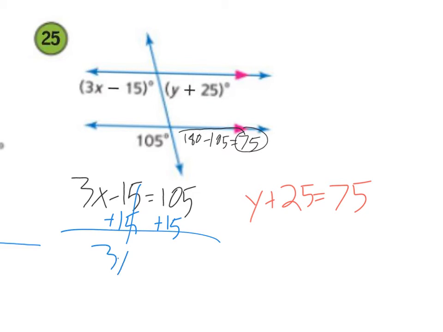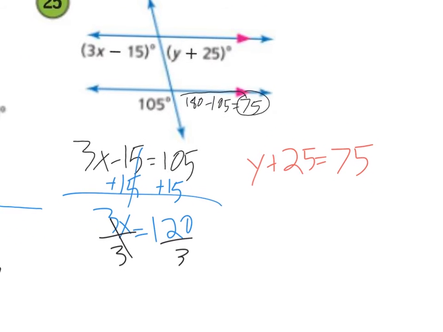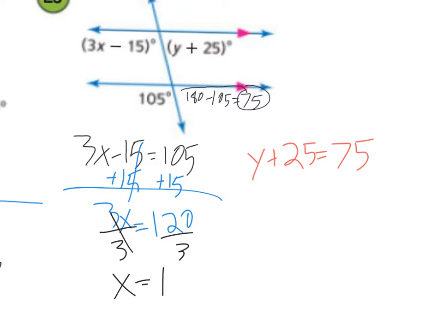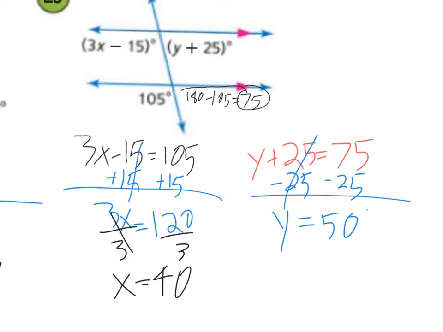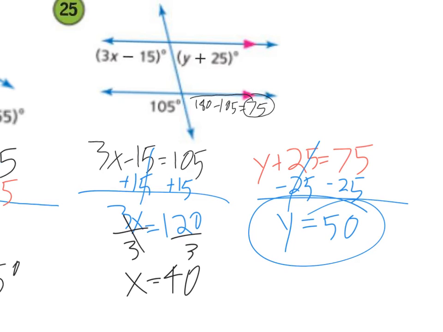And that gives me 3x equals 120. So divide by 3, and you get x equals 40. For the y one, that's just a one-step problem, just minus 25 to the other side. 75 minus 25 is going to equal 50. So y equals 50.